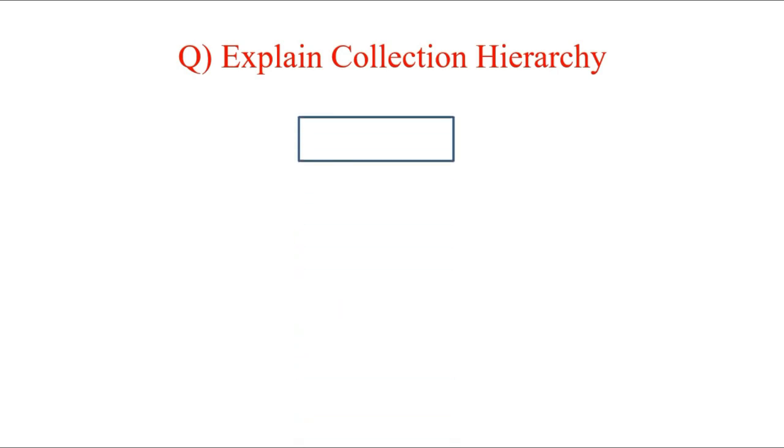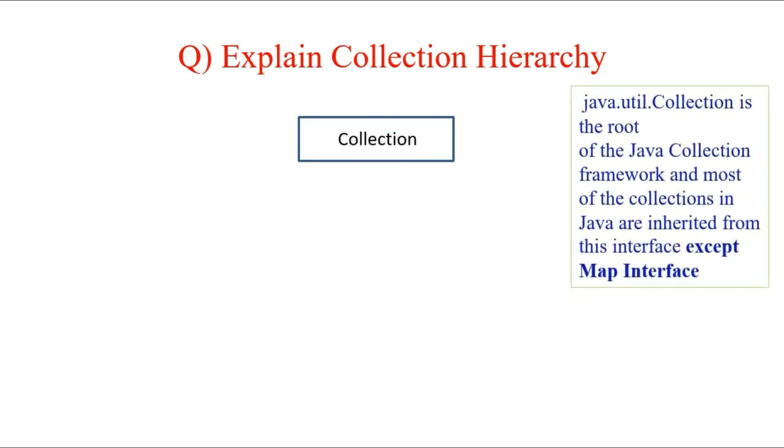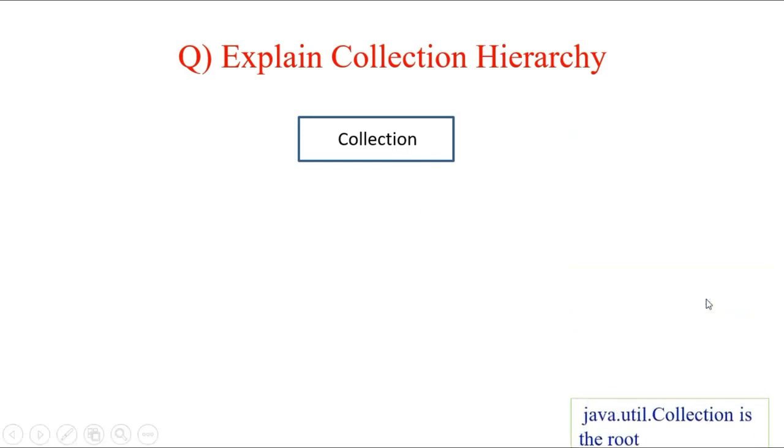Whenever anybody asks you to explain the collection hierarchy, say that it starts with the collection interface. So what is the collection interface? The collection interface is the root of the collection framework in Java, and most of the collections in Java are inherited from this interface only. But the only interface which does not implement or extend this collection interface is the map interface. So now let's see the hierarchy ahead of it.